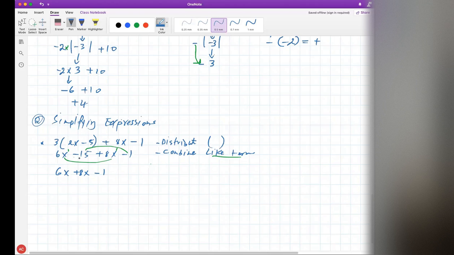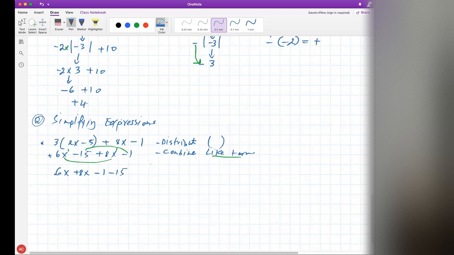So when you move a number or a term, we call them terms, make sure you move the minus 15 with its sign, plus 8. One way to look at it, you may say 6 minus 15, but even better to look at it as positive 6x, negative 15, another term, positive 8x, negative 1. So when you're moving things around, move them with the signs and the numbers, and combine the like terms.